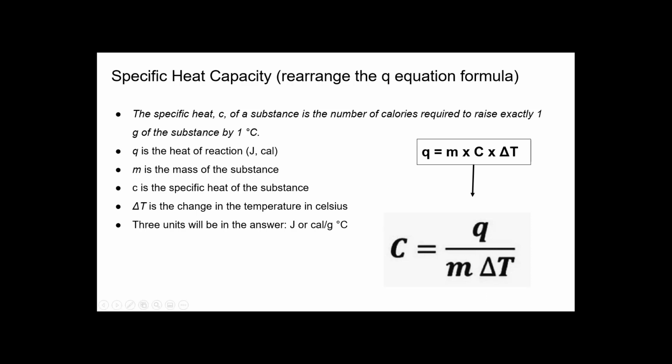So specific heat capacity has 3 units to it. This is Q, which will be joules or calories. Mass is grams. And then the temperature difference is Celsius or Kelvin. So Q, heat of reaction, joules or calories. M is the mass of the substance. C is specific heat. And the temperature change will be given. So if you are looking at Q, Q alone is 1 unit. But if you're looking at specific heat capacity, that is 3 units. It's either joules or calories, grams, per Celsius.